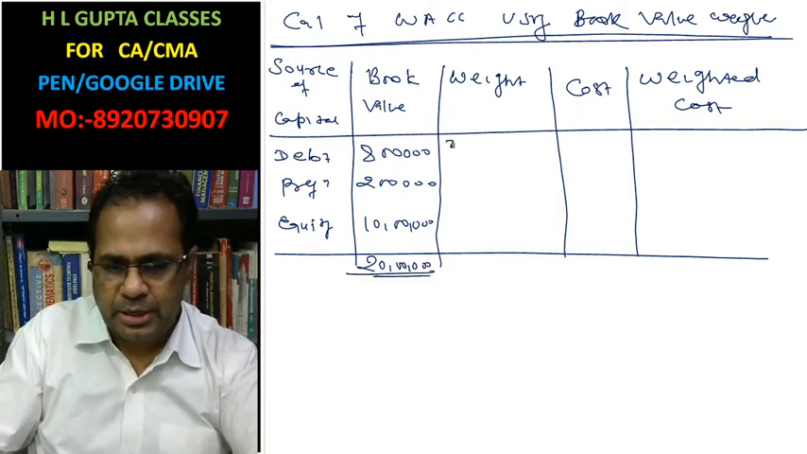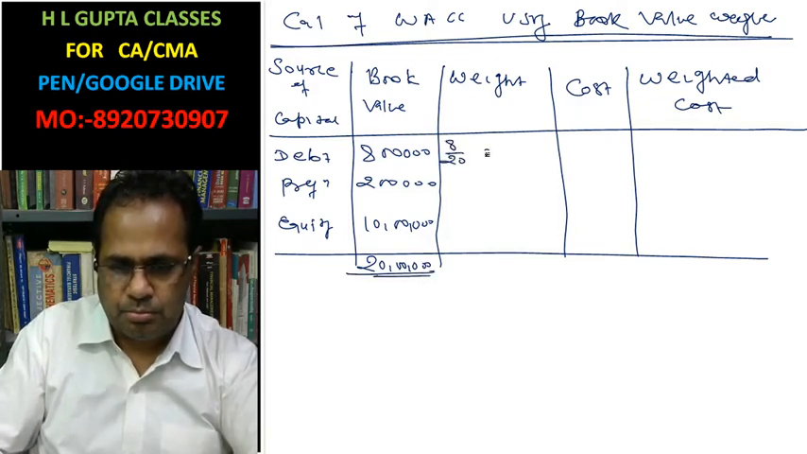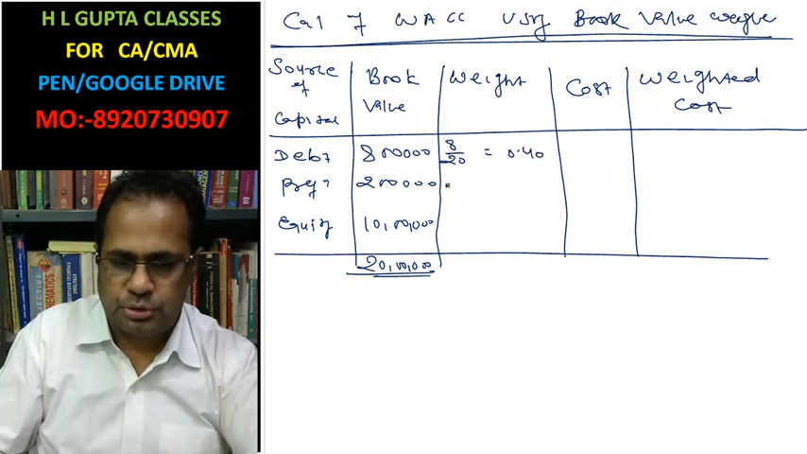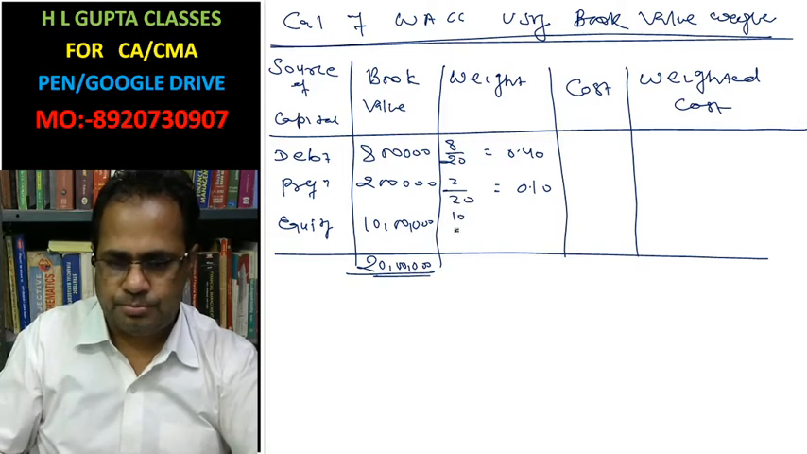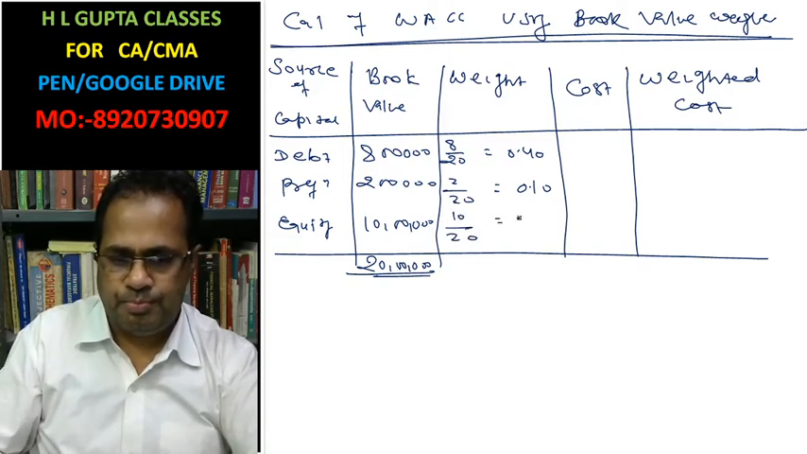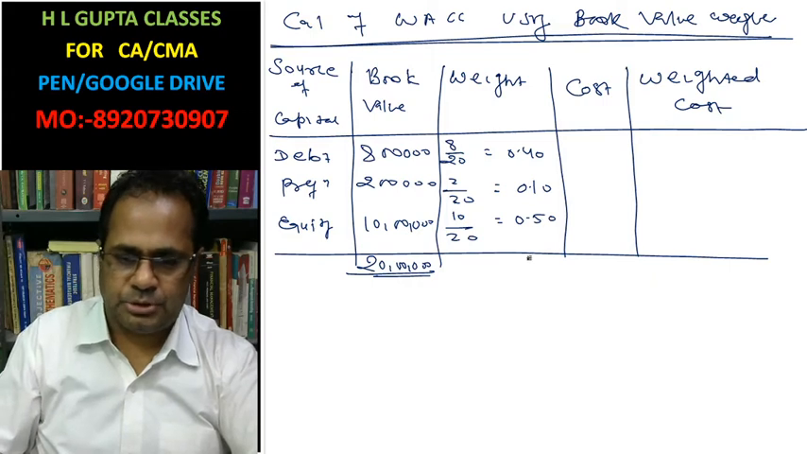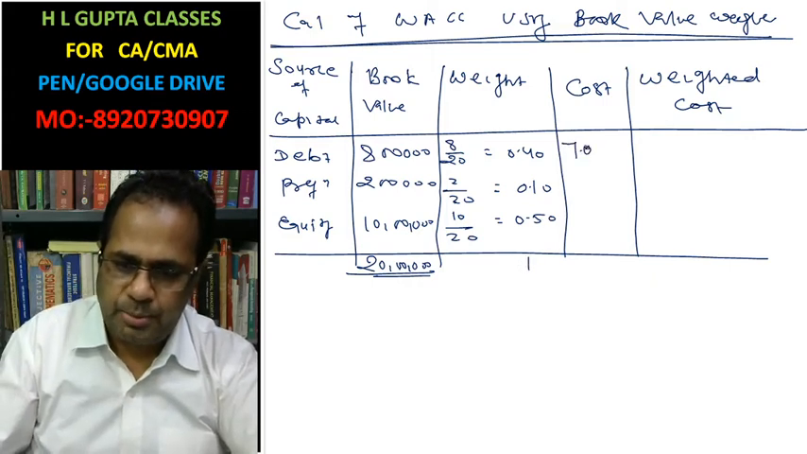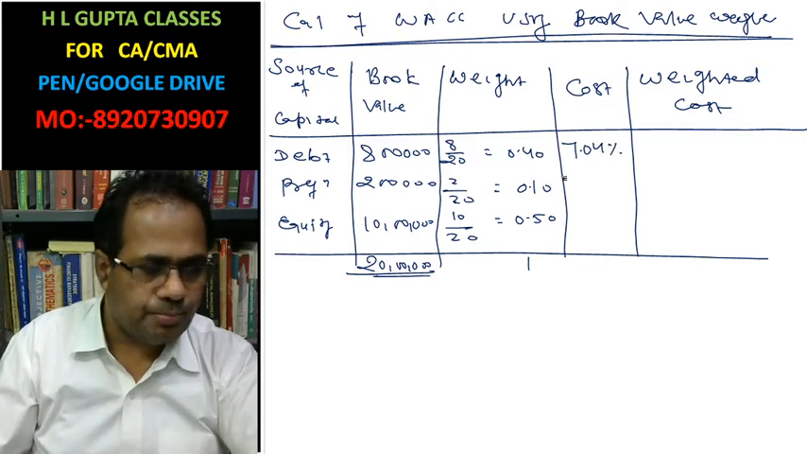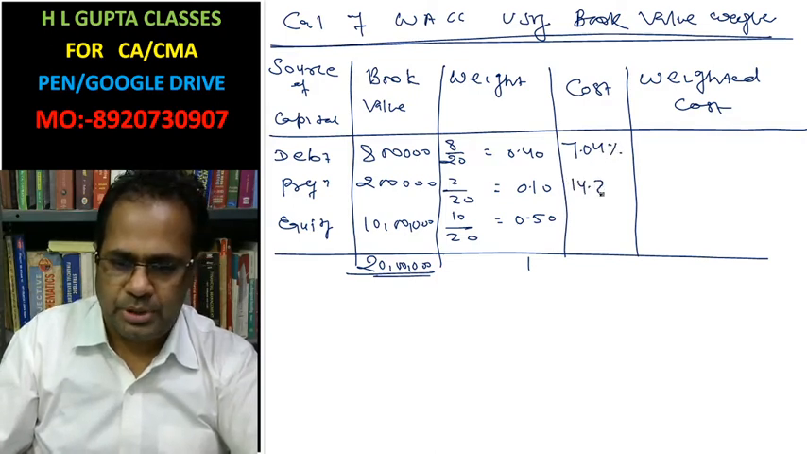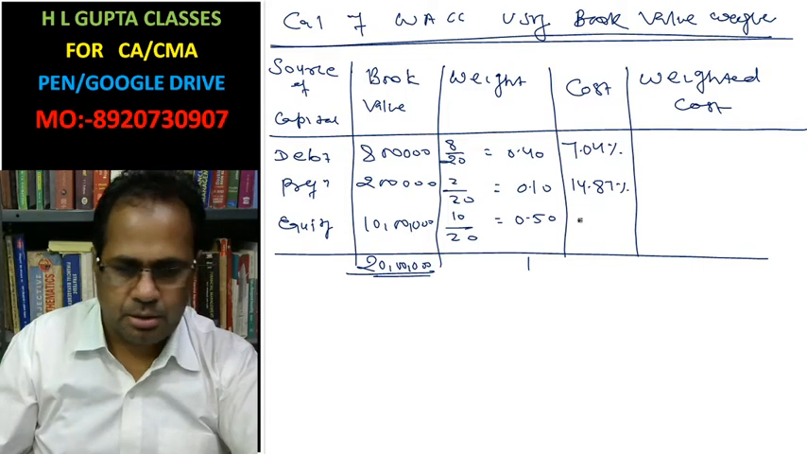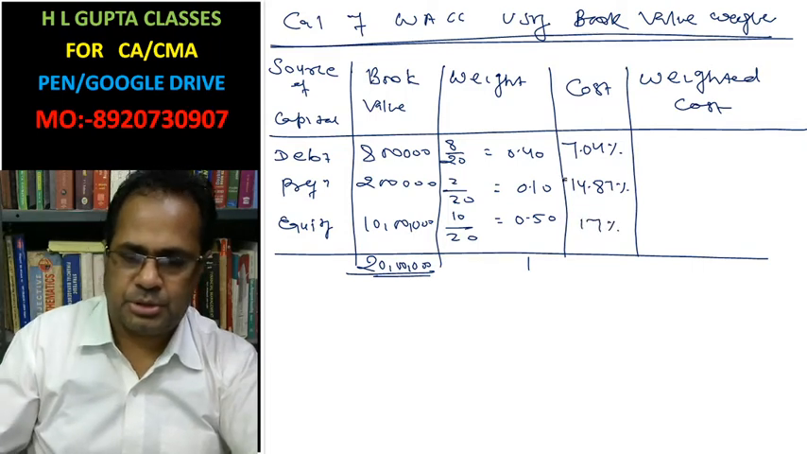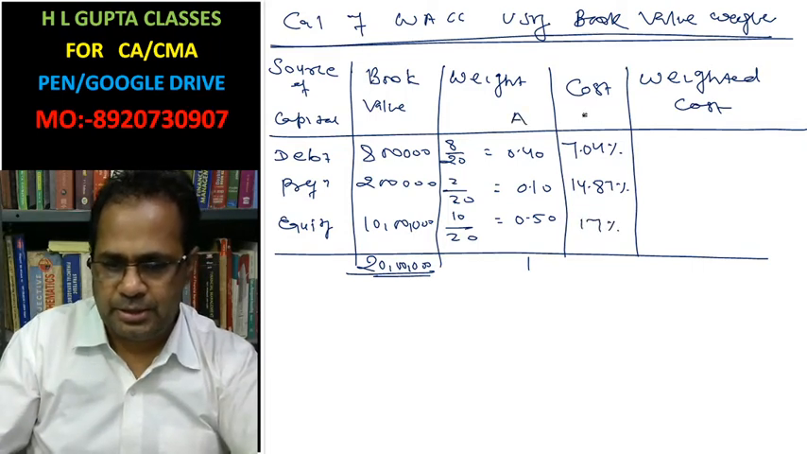Weight is calculated: 8 by 20 is 0.40, 2 by 20 is 0.10, 10 by 20 is 0.50. Then the costs are 7.04%, 14.87%, and 17%. This is your A, this is your B.